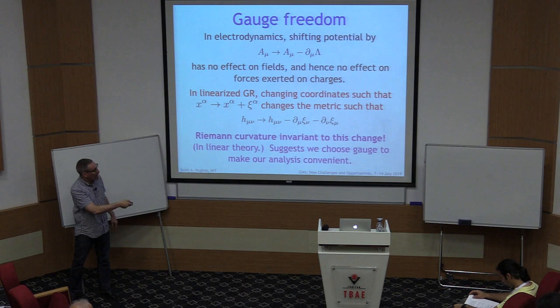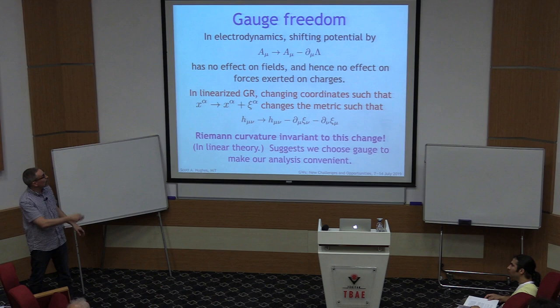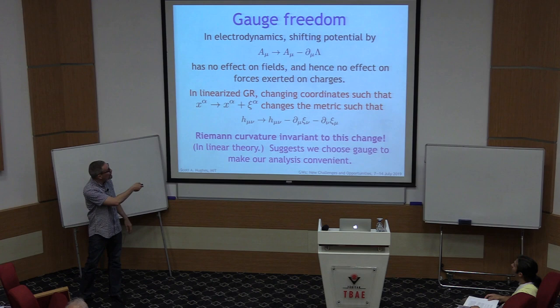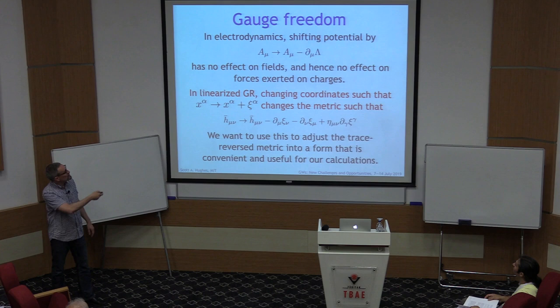So it really is just like a gauge transformation in electrodynamics, in the same way that changing the potential has no effect on electromagnetic fields. Changing my coordinates affects my metric, which is kind of like a potential, but leaves no impact on the curvature. So it turns out that when you do this, the trace reversed one, you get a very similar kind of form.